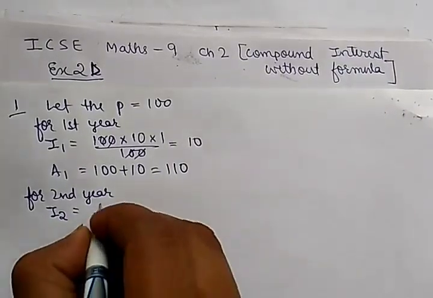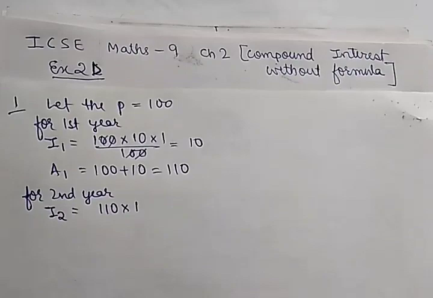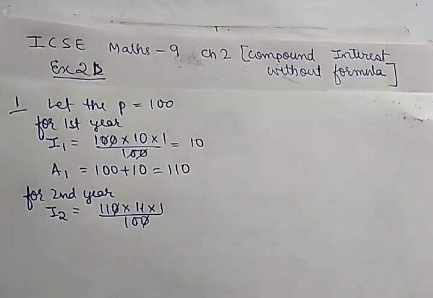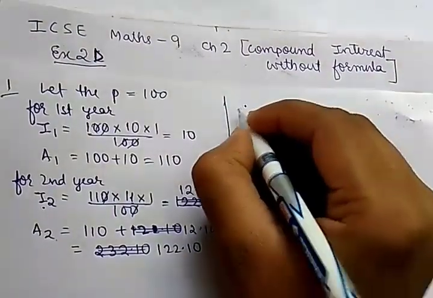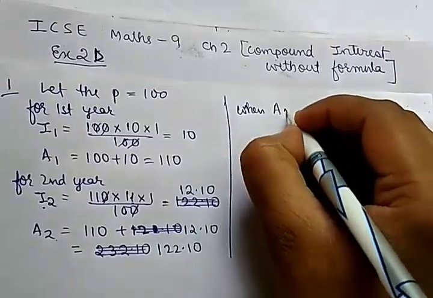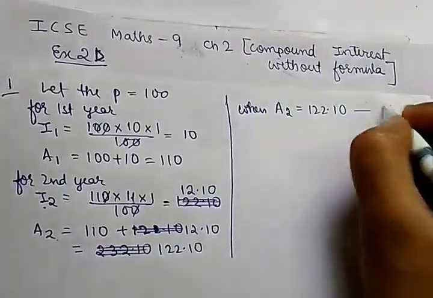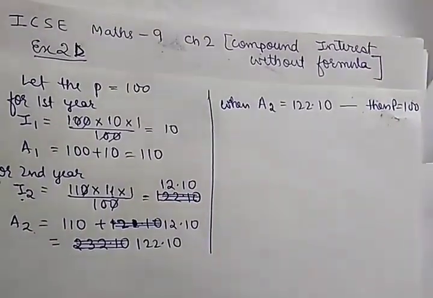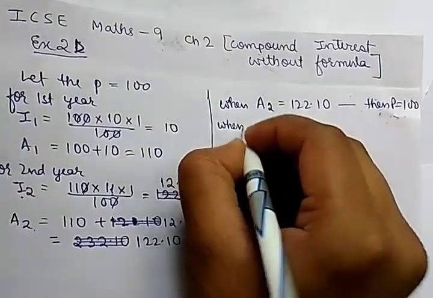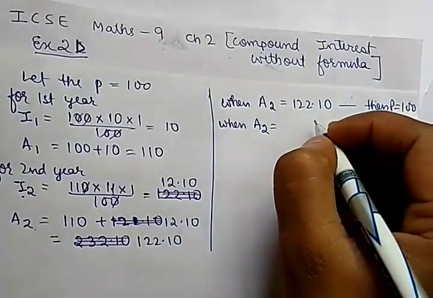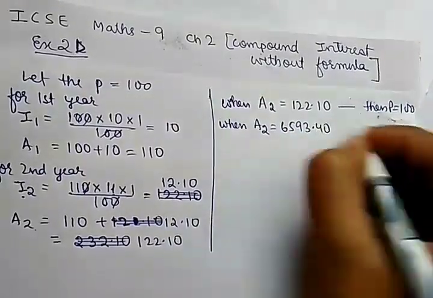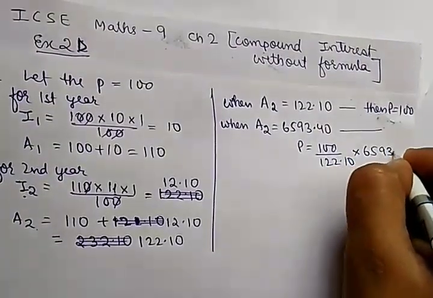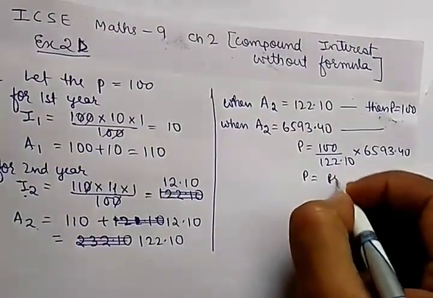So interest for the second year is equal to 110 into, and the rate for the second year is given as 11%, 11 into 1 by 100. So the amount is coming 122.10. So when amount is equal to 122.10, then principal was rupees 100. So when the amount is given as 6593.40, then the principal will be 100 by 122.10 into 6593.40. When we solve this, we get 5400.